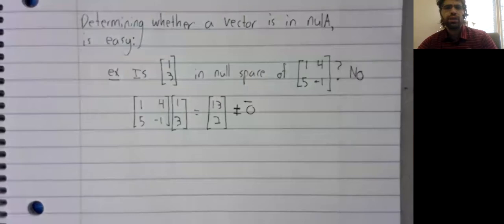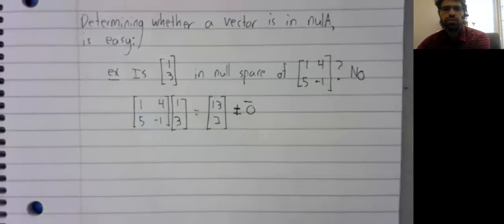But how can we describe the null space? A common way of describing a vector space is by describing a so-called spanning set.